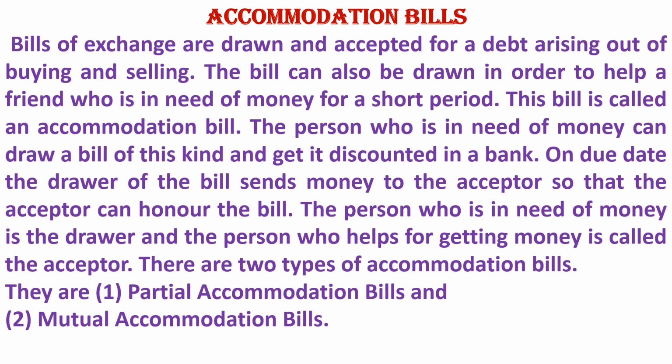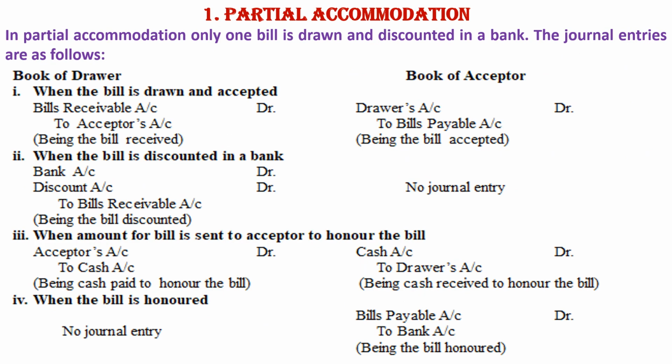There are 2 types of accommodation bills. They are 1. Partial accommodation bills and 2. Mutual accommodation bills. 1. Partial accommodation. In partial accommodation, only one bill is drawn and discounted in a bank. The journal entries are as follows.